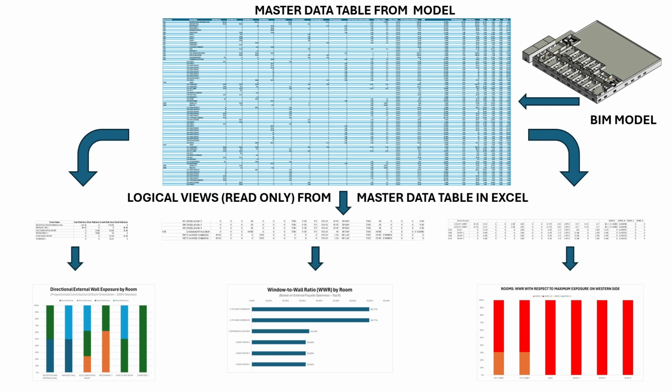Which rooms have the highest external wall exposure? Which spaces have the highest window-to-wall ratio? And which rooms are most vulnerable to western solar exposure? So the key idea here is simple. Energy thinking begins with structured data. And structured data begins with the BIM model.